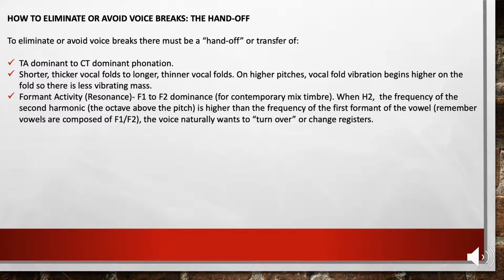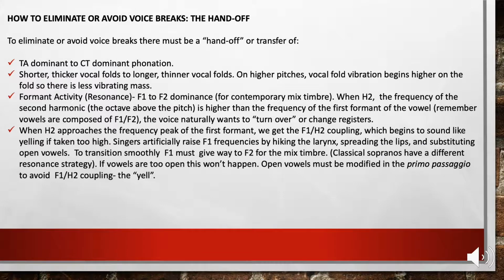When the frequency of the second harmonic, the octave above the pitch, is higher than the frequency of the first formant of the vowel, remember vowels are composed of F1 and F2, the first two formants, the voice naturally wants to turn over or change registers. When that second harmonic, H2, approaches the frequency peak of the first formant, we get the F1-H2 coupling, which begins to sound like yelling if taken too high.